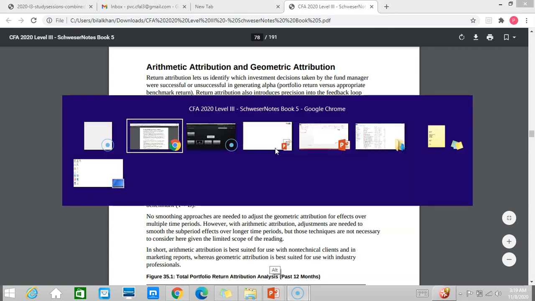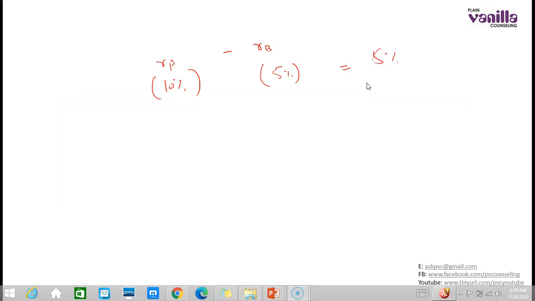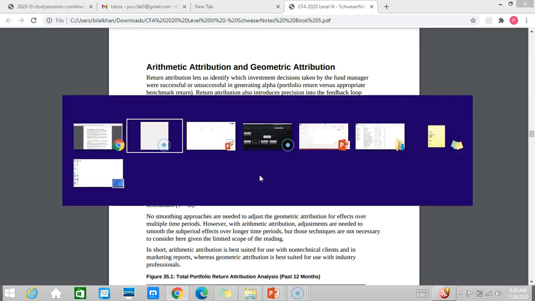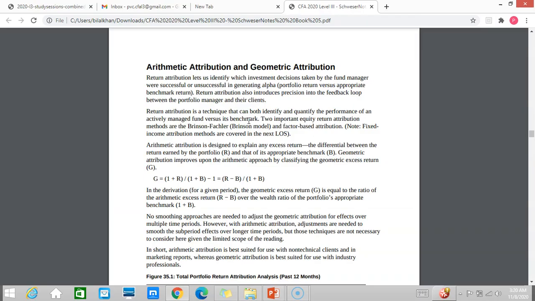So for example, if you earn 10% on your portfolio and the benchmark has earned, let's say, 5% return, then your arithmetic differential or attribution is 5%. Geometric attribution improves upon the arithmetic approach by classifying the geometric excess return, that is this differential divided by 1 plus benchmark return. This is your geometric attribution.